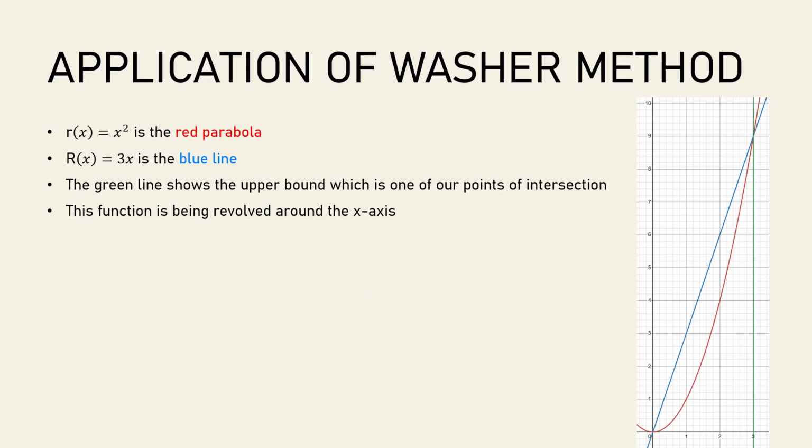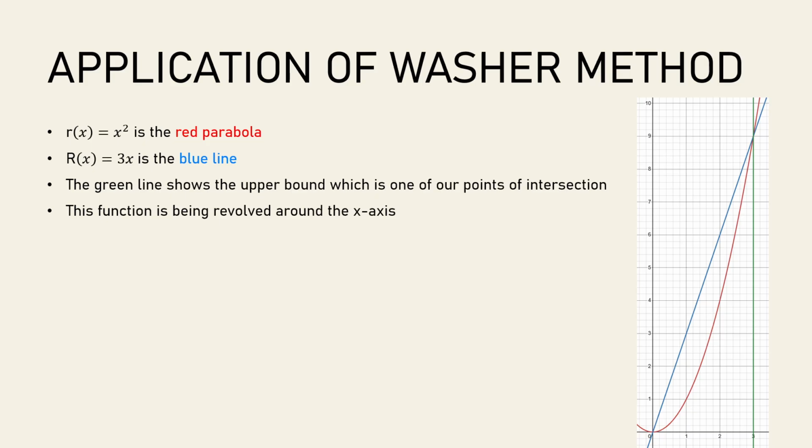This image shows an example of the washer method. The red parabola represents the inner radius, while the blue line represents the outer radius. The green line shows one of the bounds where the two functions intersect. The entire shaded region is the region being revolved around the x-axis.